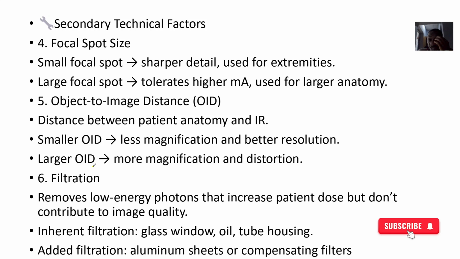Secondary technical factors include the focal spot. So we're looking at the part of the body that you need to image. We have the object to image distance, that's the distance between the patient anatomy and the image receptor. Then filtration, where we are trying to remove the low energy photons that increase the patient dose but don't contribute to a good image.